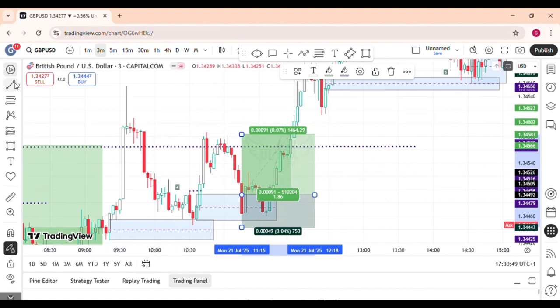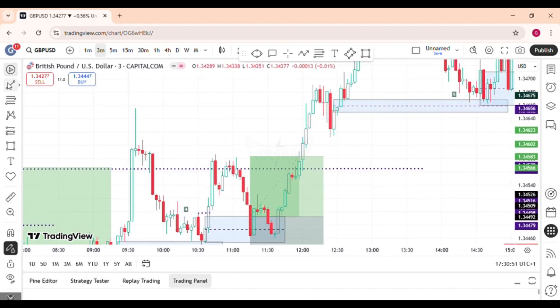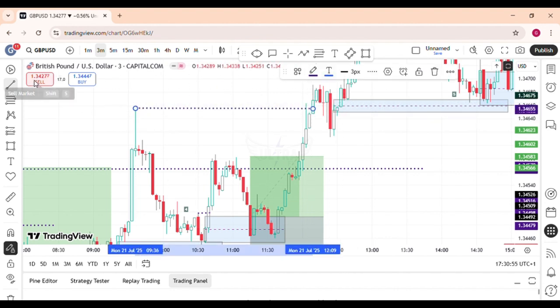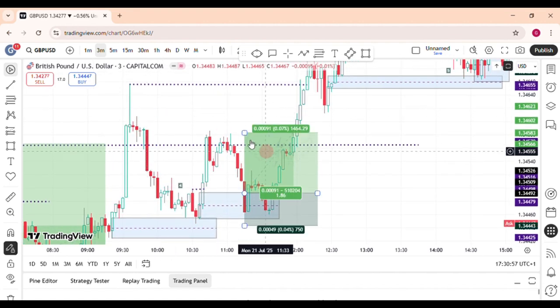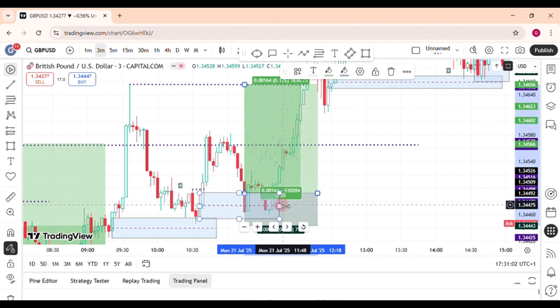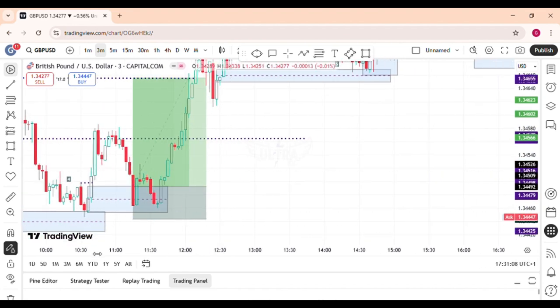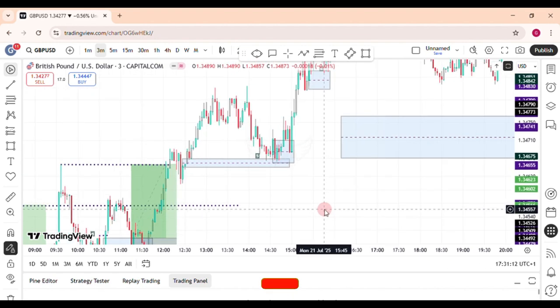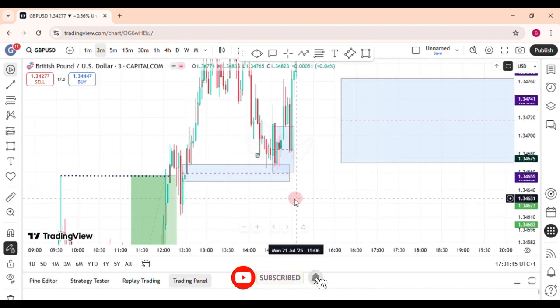Or we can as well use this second TP right here, this one here, and our TP would be like this, and our risk to reward will be 3.35 risk to reward ratio for our second TP. Now moving on, we have our trade number 5.